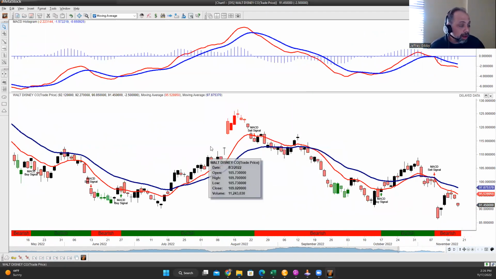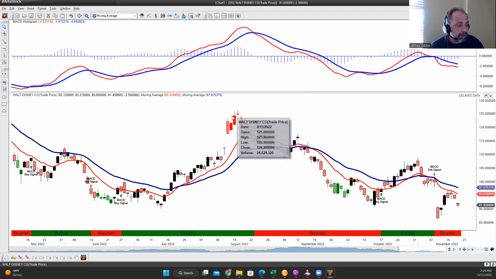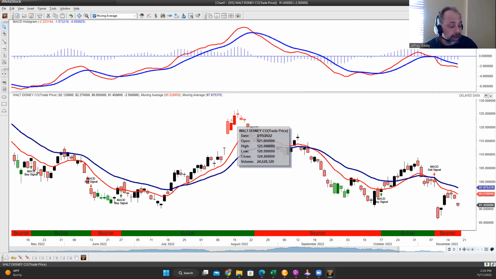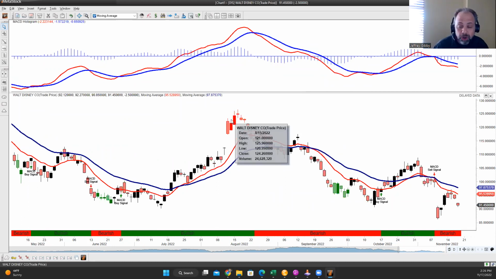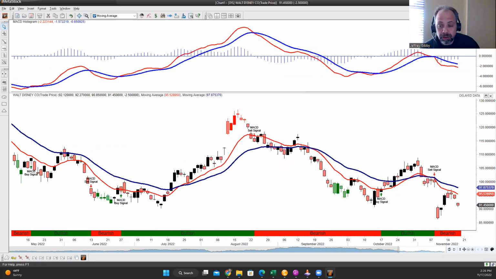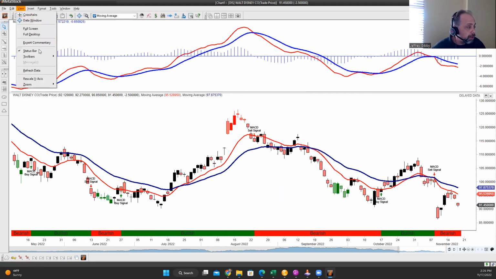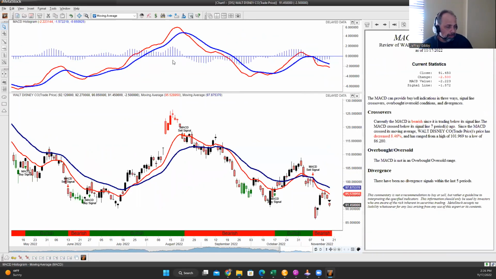Disney's had a pretty big move, and when it starts to signal that you may be in overbought or oversold territory on MACD, it's going to give you a warning by painting the bars a little differently. I can show you an even better way to explain this, because it is explained in what we call our expert advisor commentary. So I'm going to open that up and go to view expert commentary right here.